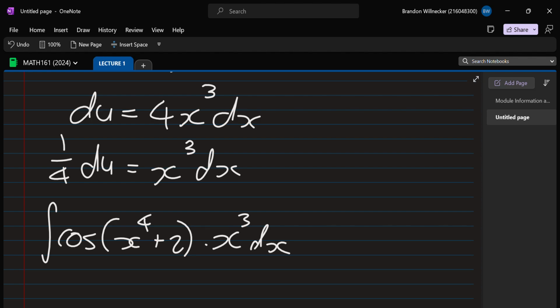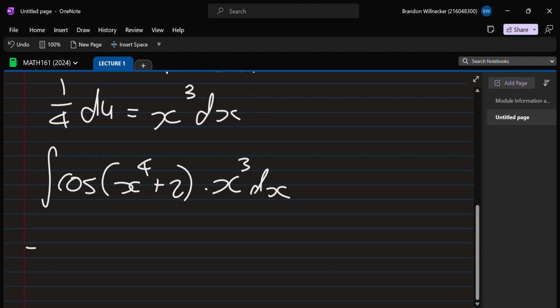Most of the time you won't get that. You'll get 2 du, or 1/2 du, or maybe u du. That's fine. As long as your x part matches, that's all we need. So x cubed dx, that matches what we have there. We can replace it with 1/4 du. Okay, so let's do that.